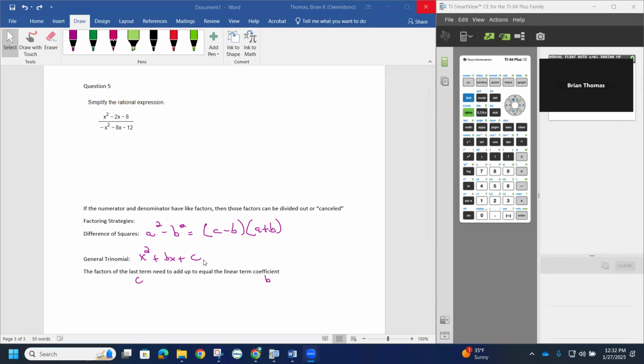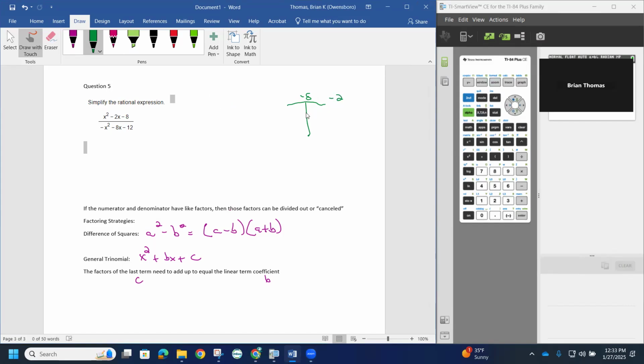When factoring general trinomials, the factors of the C must add up to the B, as long as the coefficient of x squared was a 1. And since the coefficient of x squared is 1, then all I have to do is focus on the factors of the C, the factors of the constant. They must add up to equal the linear coefficient, the B. So what this is saying for us for the numerator is the factors of that -8 must add up to the -2.